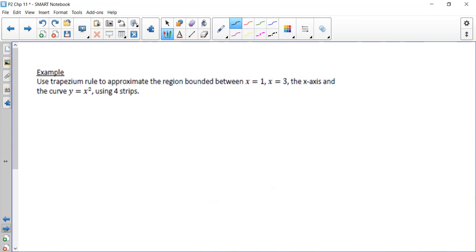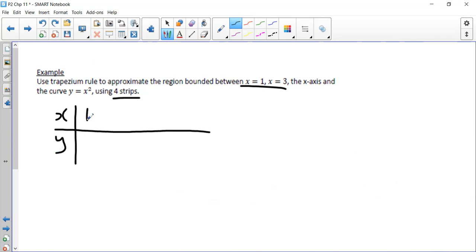Use the trapezium rule to approximate the area bounded by the curve y equals x squared between x equals 1 and x equals 3, using 4 strips. So using 4 strips, first of all, we're going to set up the table of values. So we've got x and y. So we've got 1 in here.